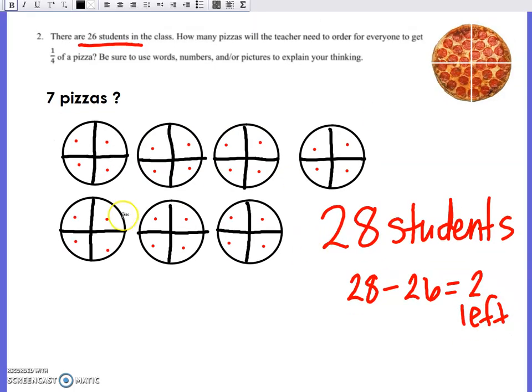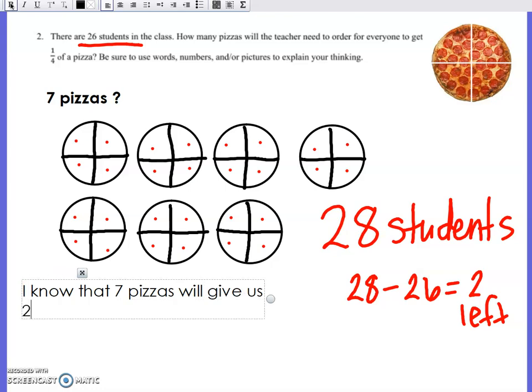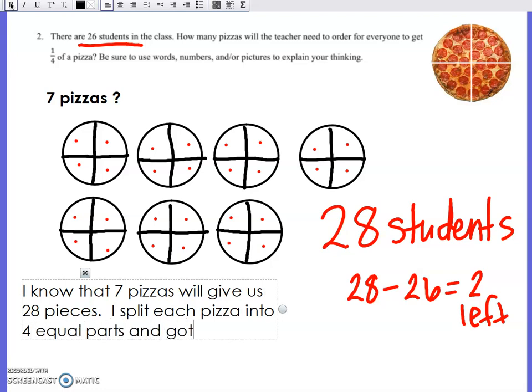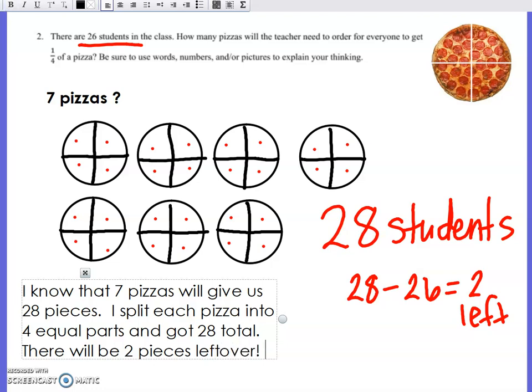Okay, so now I'm going to go ahead and type this up in words. Okay, so I know that 7 pizzas will give us 28 pieces. I split each pizza into 4 equal parts and got 28 total. There will be 2 pieces left over. Okay?